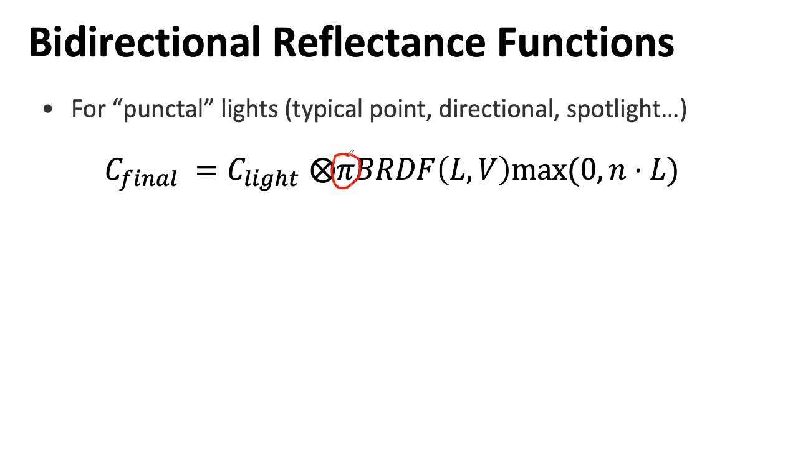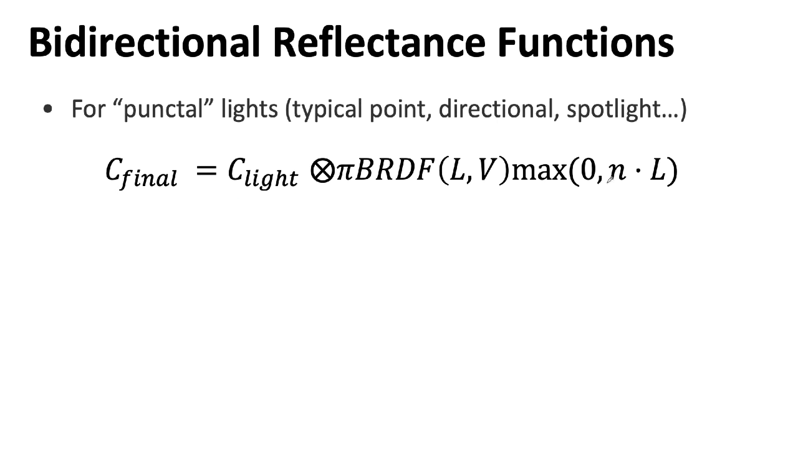up in front. And for the purposes of what we're doing in this class, you can take that pi as magic. Just know that there are other kinds of light sources, like area lights, such as rectangular lights and sphere lights, that might have something more complicated going on. Remember this weird times with the circle around it. This is a color-wise multiplication with the color of the light. So you multiply red by red, green times green, blue times blue.